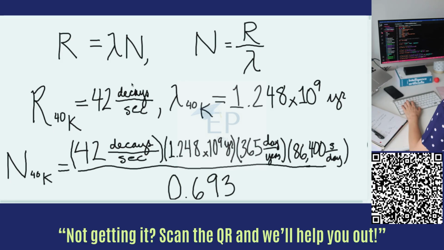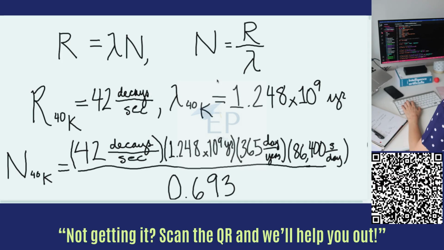In this problem, we're given the decay rate of potassium-40 isotope, and we're asked to determine how much of it is present in a 1 liter glass of milk. The only information that we're given is the decay rate of potassium-40, given 42 decays per second.